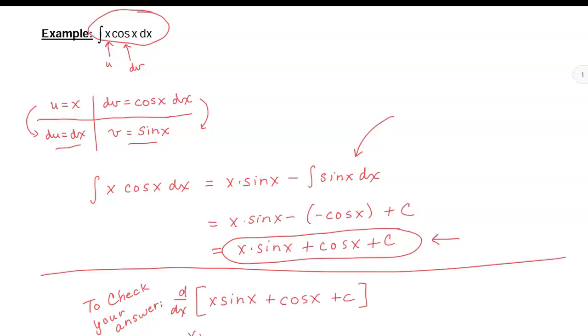So first times the derivative of the second plus second times derivative of the first. The derivative of cosine is negative sine, and the derivative of c is 0. So we get x cosine x. The sine plus negative sine add up to 0. So I just checked it. I can tell that my answer is correct.